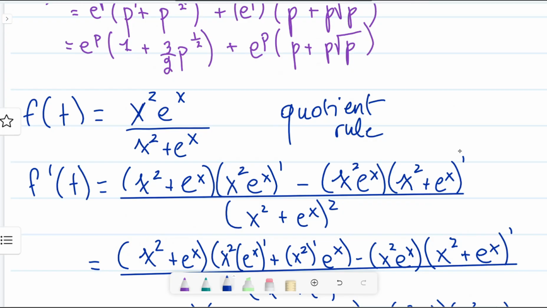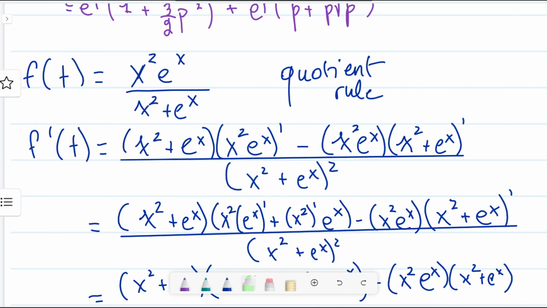Given the function f of t equals x squared times e to the x divided by (x squared plus e to the x), let's find its derivative, and since this is a fraction, we can use the quotient rule. So we do low, the denominator, d high, so low times the derivative of the numerator, as I wrote, minus high, so the numerator, times the derivative of the denominator. All of this divided by the denominator squared.